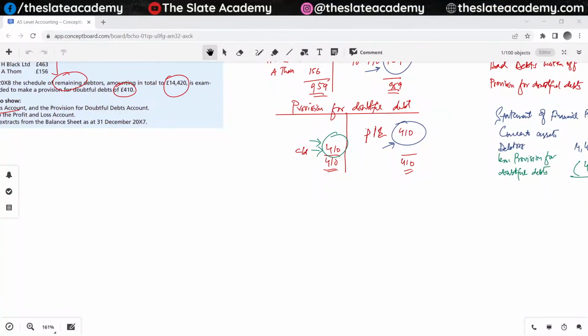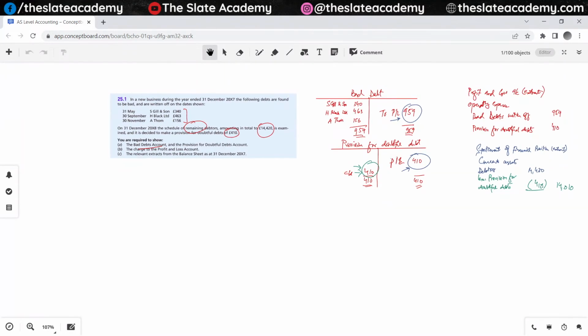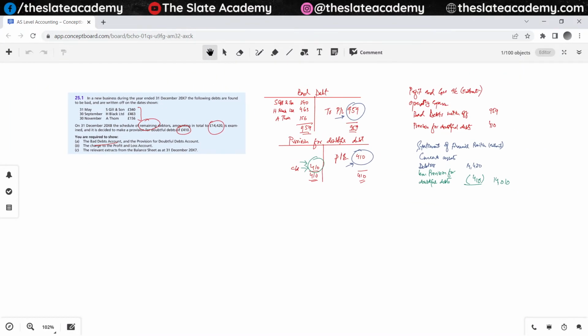Alright, madam. So in the last class, we had seen how we do the double entry and how we record in the T accounts the phenomena of provision for doubtful debts and bad debts. So one thing now we have to realize is how would we get this topic tested in the final exam? It can be tested in two ways.